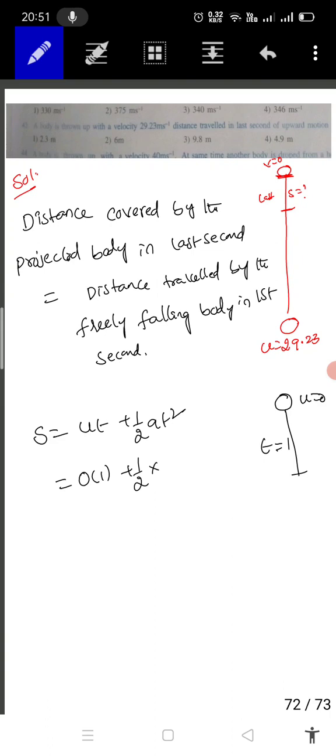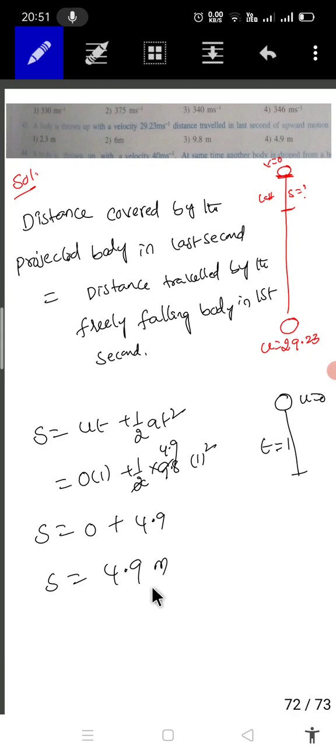Based on the answer we are going to consider 9.8. So 9.8 into 1 square. Now 2 ones are 2, 4.9. So now S is equal to 0 plus 4.9. That is nothing but S is equal to 4.9 meters. This is the distance covered by the vertically projected body in the last second.